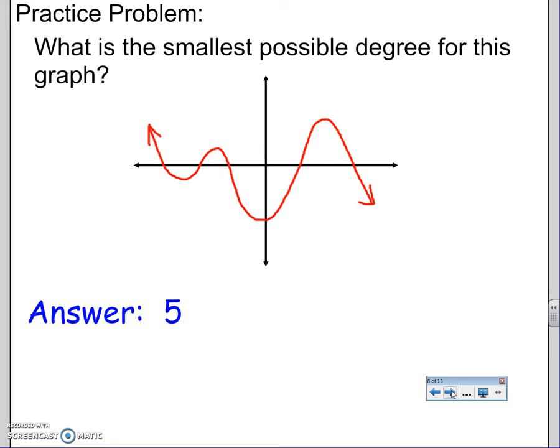Here's your practice problem. Figure out what the smallest possible degree is for this graph. Hint, count the minimums and maximums. All right, and the answer should be 5. If you knew that, you should be fine in class.